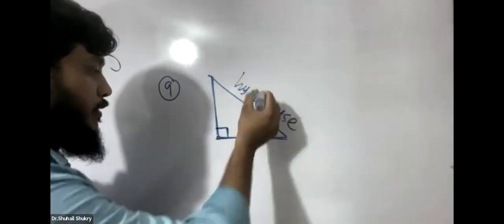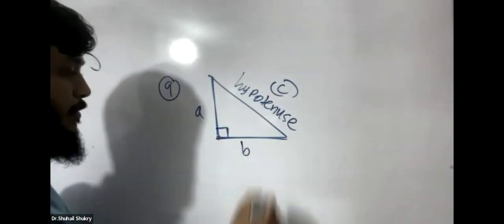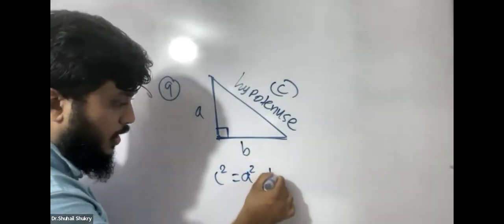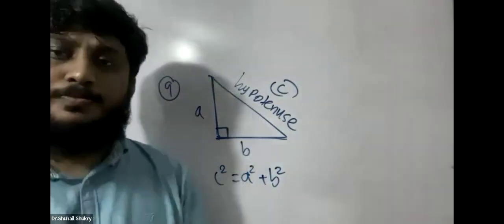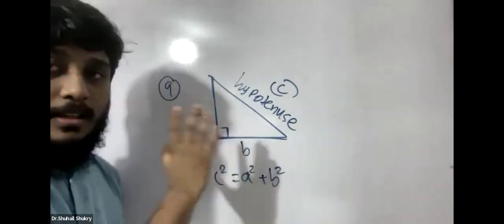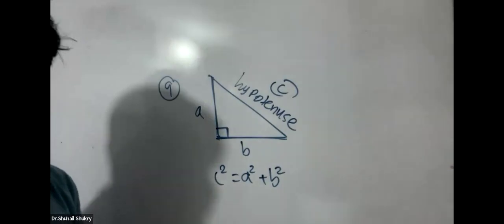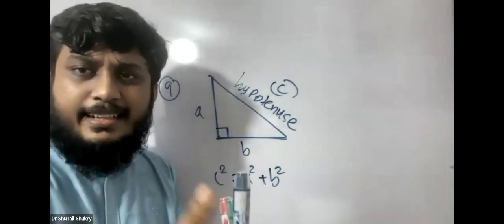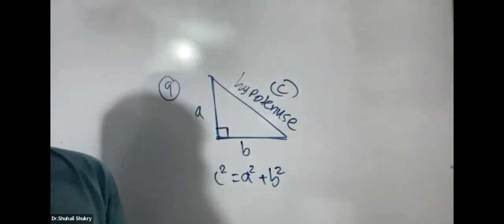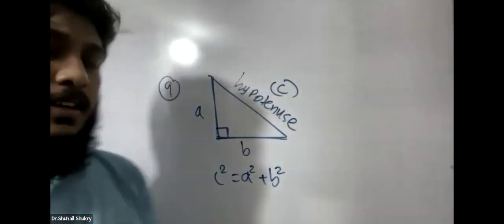So here, normally we take the hypotenuse side as C, and the other two sides we give A and B. And we write an equation for this: C squared is equal to A squared plus B squared. So this is the equation for this part. This is what we used to tell when you were in grades 8, 9, 10. Now when you are promoted to grade 11, we modify this. What is the modification?